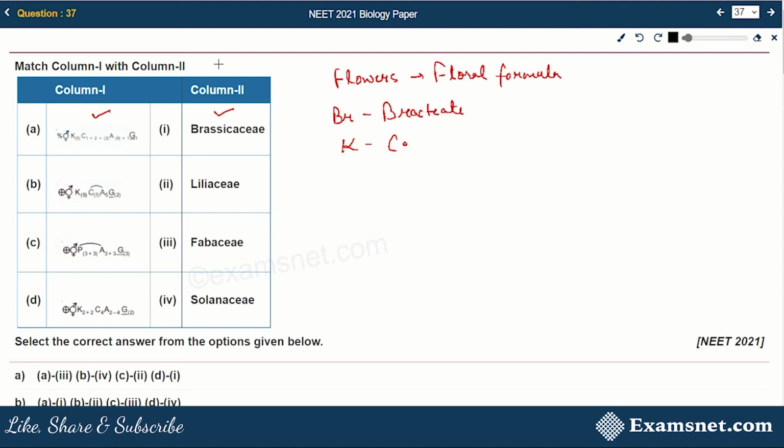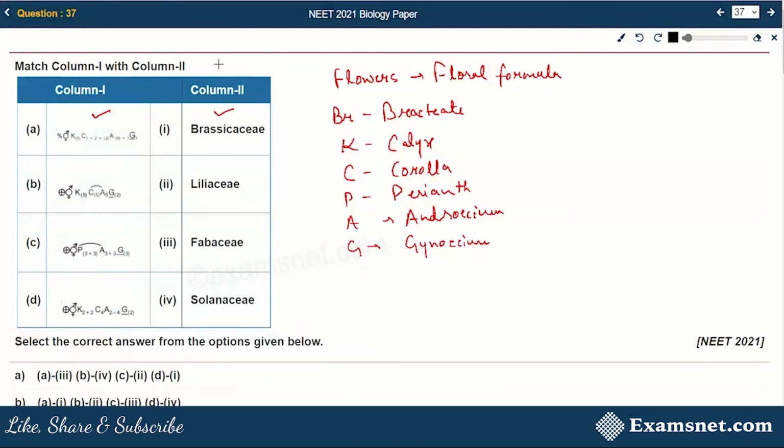K stands for calyx. C stands for corolla or petals. Then P stands for perianth. A stands for andrecium. G stands for gynoecium. Then if you have a straight line above G, it represents superior ovary, whereas a line below G represents an inferior ovary. Then you have some male signs.